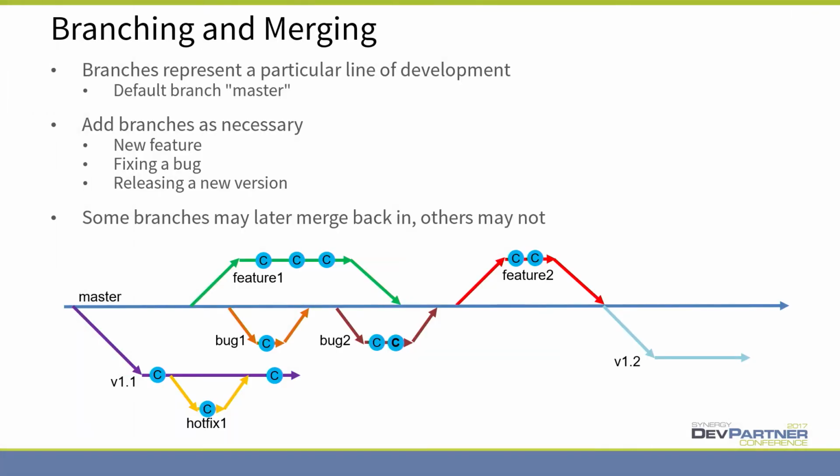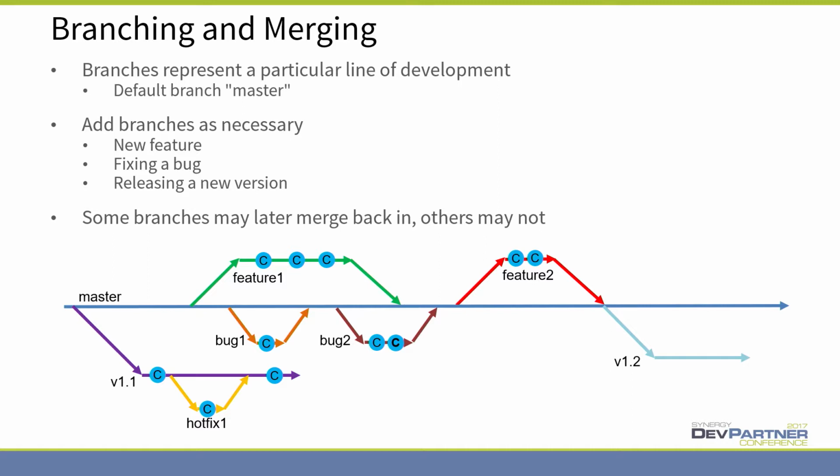Branching and merging. Branches represent a particular line of development. By default, Git repositories always have a single main branch, and that branch is called master, and you'll see that showing up in Git status commands and so on. And you can add additional branches as necessary to do things like new feature development, perhaps. You might create a branch to develop a totally new feature. You might develop a branch to go fix a bug. You might develop a branch when you release a version of a product.